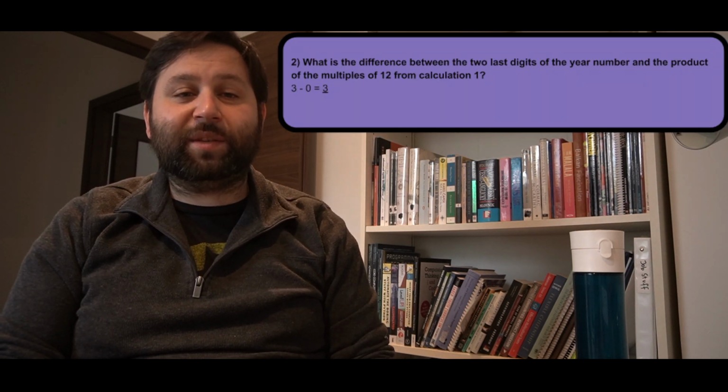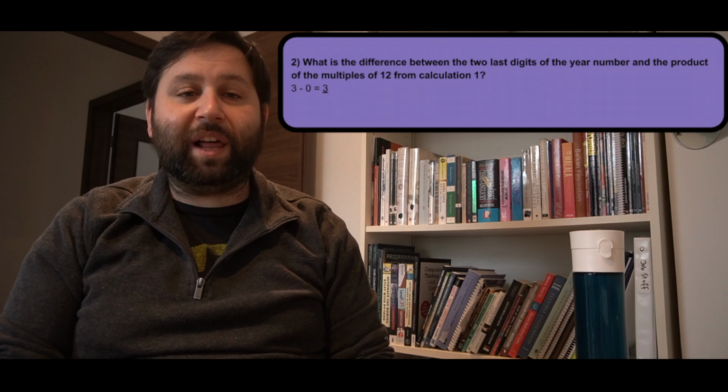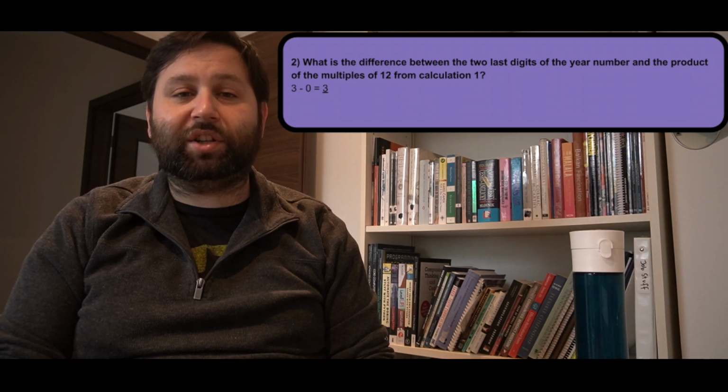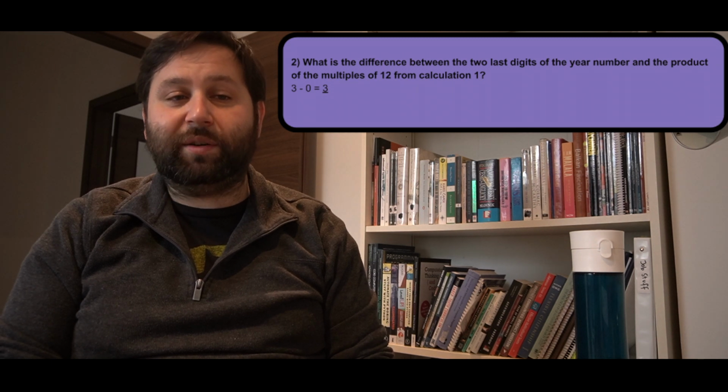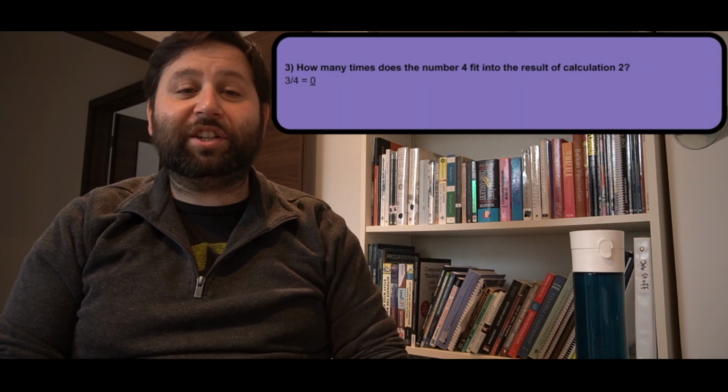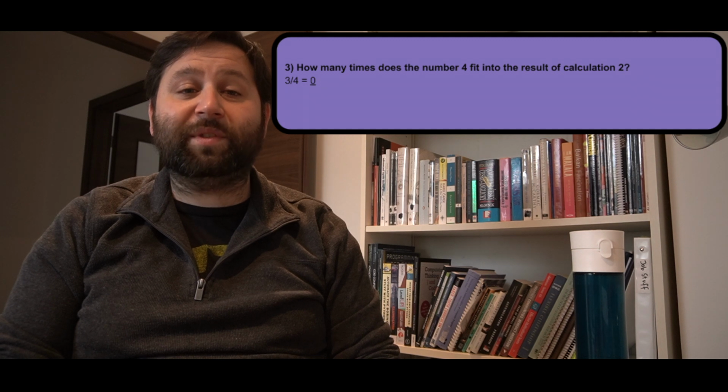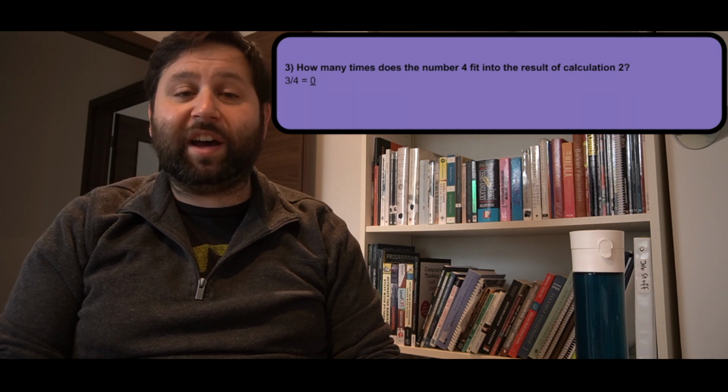Next, we find the difference between those last 2 digits of the year, 3, and multiply it by the result of our last calculation, 0. 0 times 3 is, of course, 0. Now we use integer division to find how many times 4 fits into our test calculation. 0 divided by 4 is once again 0.